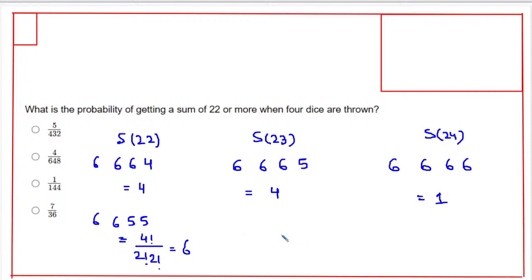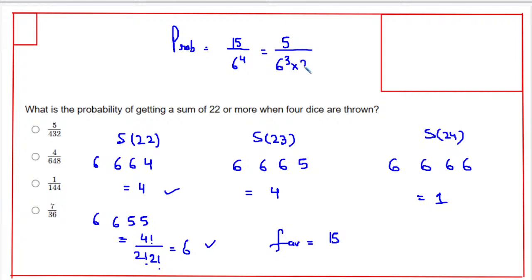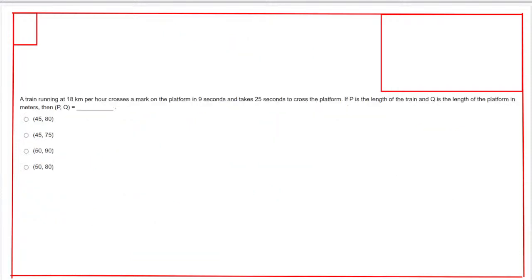6 ways. So how many favorable outcomes are there? It is 6 plus 4, 10, plus 4 is 14, and 1 is 15. The probability would be 15 out of the total, which is what? 6 raised to the power 4. Outcomes are total. So when I solve this, it is divisible by 3. This is 6 cube into 2. 216, it is 5 over 432. Okay, good. This question.